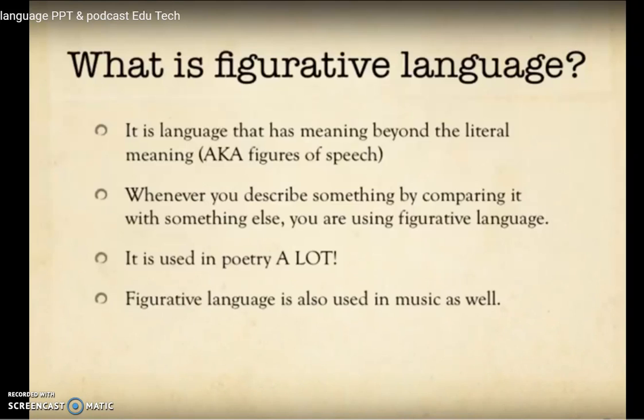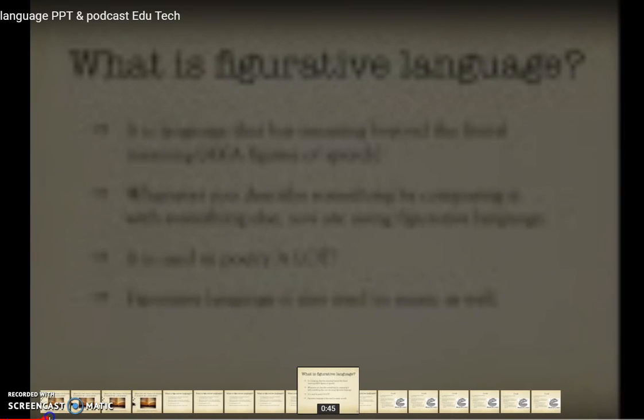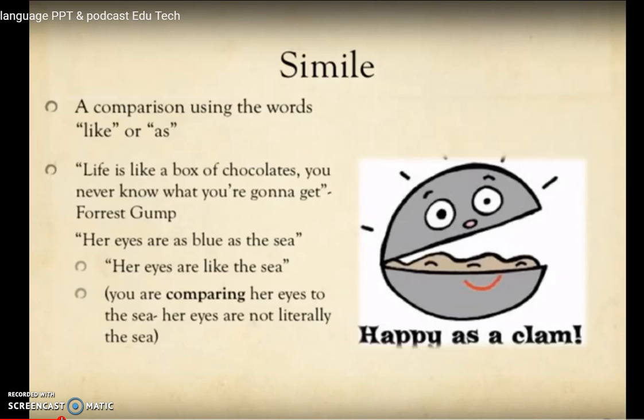And as we saw from our first video in this lesson, it is used a lot in movies, especially different types of animated cartoons that Disney makes. Our first one that we're going to talk about is similes. A simile is a comparison using like or as. So this one might be one of the easier ones to pick out.